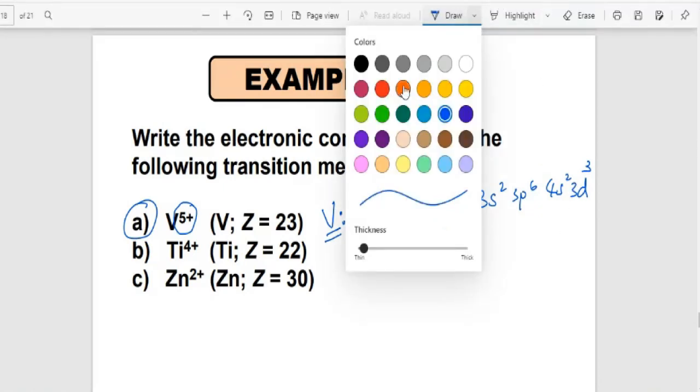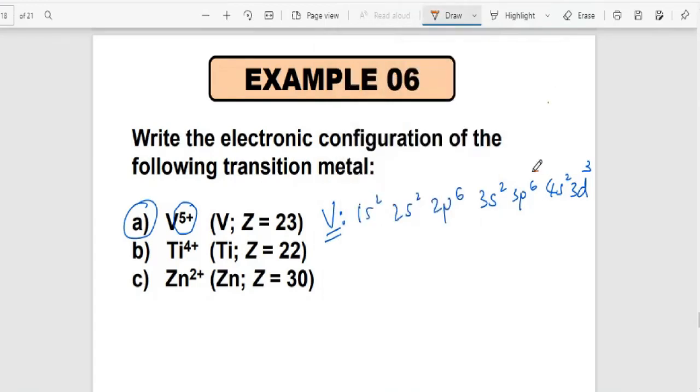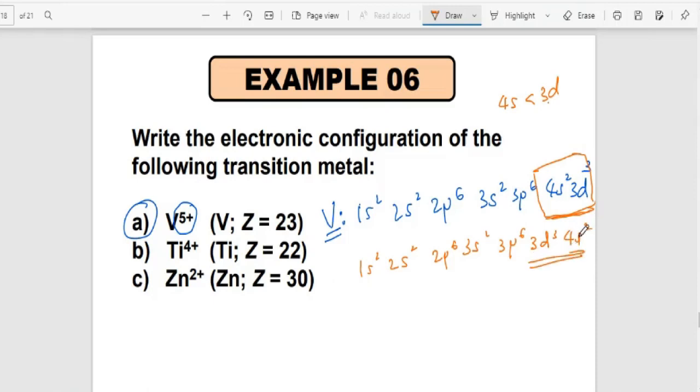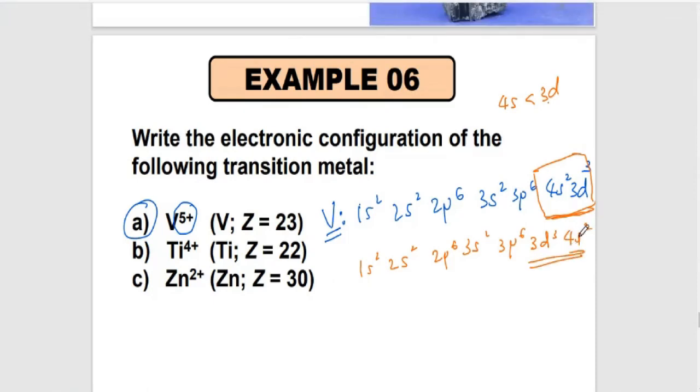Why I keep on emphasizing just now, when there is no electron, okay, 4s is lower than 3d. But once the orbital is filled with electron, you have to rearrange: 1s2, 2s2, 2p6, 3s2, 3p6, then 3d3, 4s2. You have to rearrange the electronic configuration or the SPDF notation according to n value. According to n value.